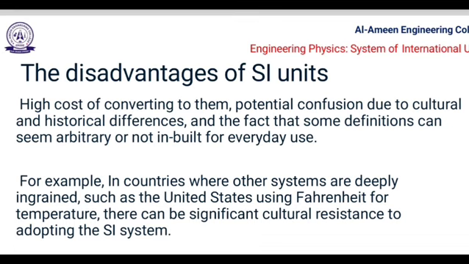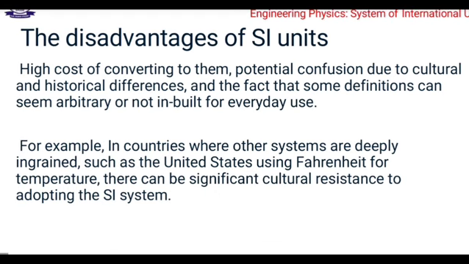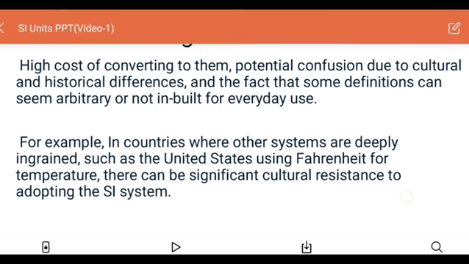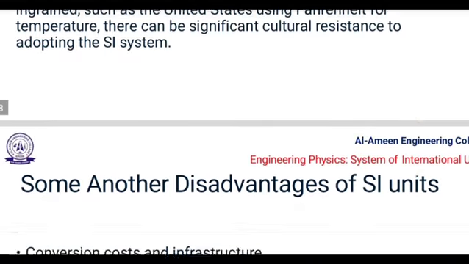For example, in countries where other systems are deeply ingrained, such as the United States using Fahrenheit for temperature, there can be significant cultural resistance to adopting the SI unit system. So these are the disadvantages of the SI unit system. As engineers, we must know about the disadvantages as compared with the advantages. So regional calculations and regional measurements are a little bit disturbed by using SI units.